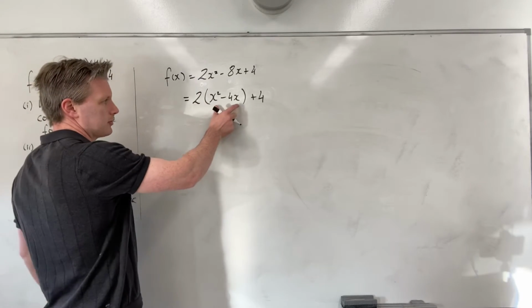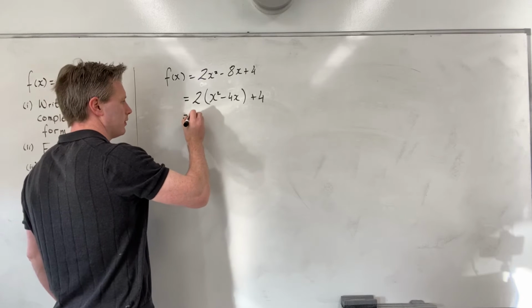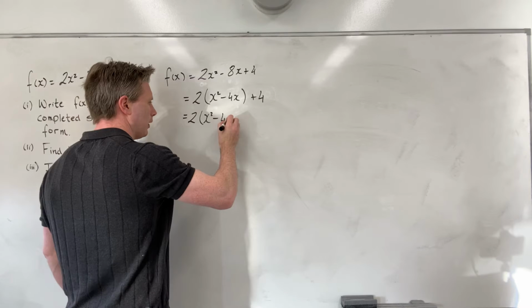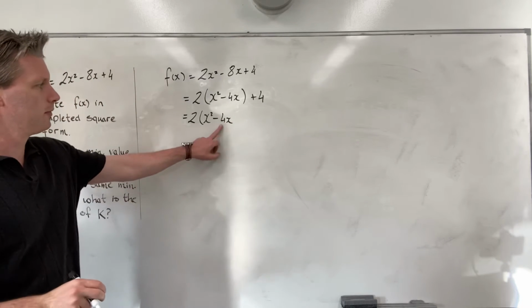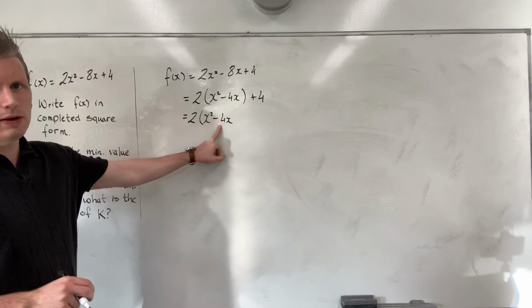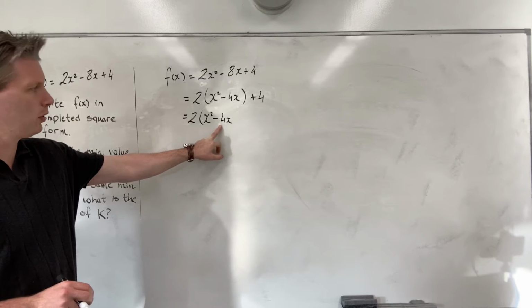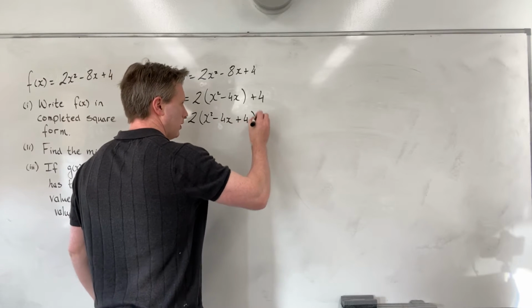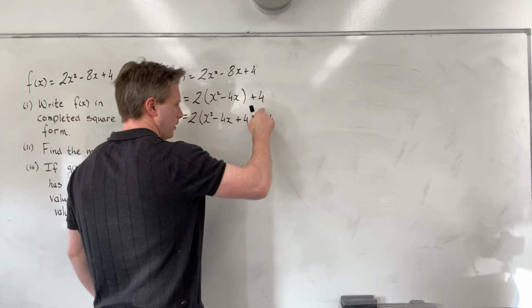Now I'm going to complete the square here inside these parentheses. This will be 2 on x squared minus 4x. In order to complete the square, I take half of this coefficient. Half of negative 4 is negative 2. I square it. Negative 2 squared is 4. I'm going to add it on here, plus 4. I have a plus 4 here that I bring down.